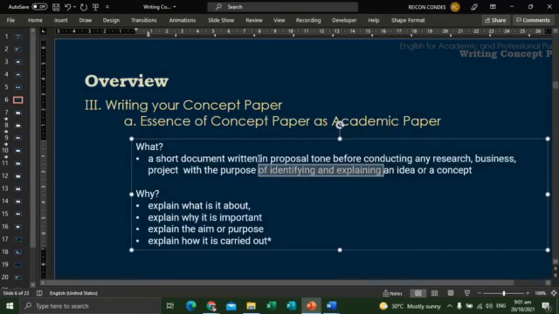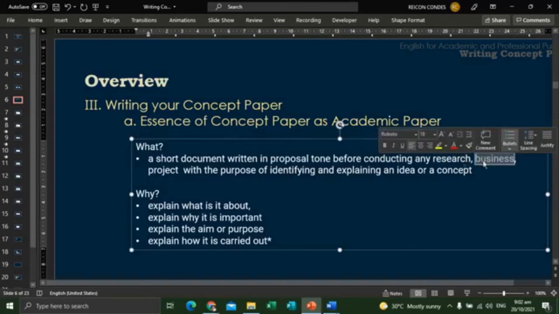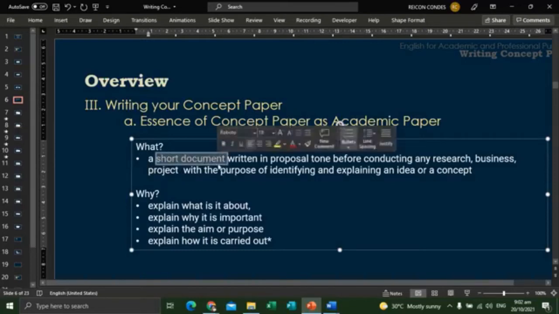So, in your concept paper, kailangan ma-achieve ninyo yung level na na-identify ninyo at na-explain ninyo yung idea and concept na gusto ninyong gawin sa inyong research, sa inyong business, and even in your project. Again, it is a short document. Hindi ito padamihan. This is about the content.